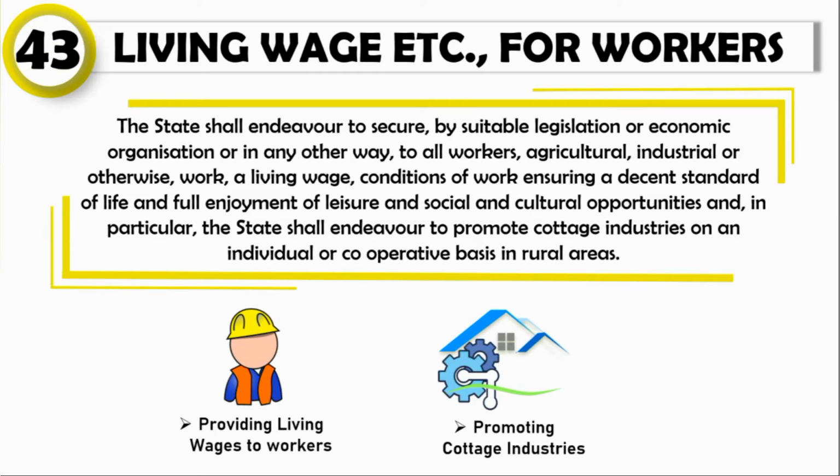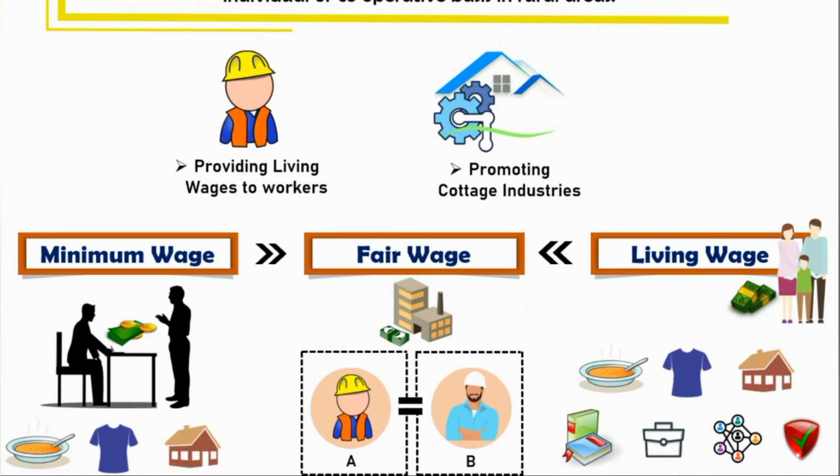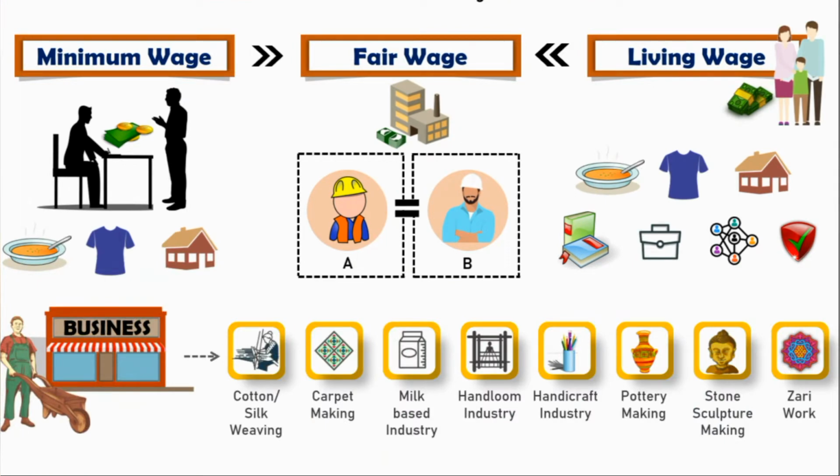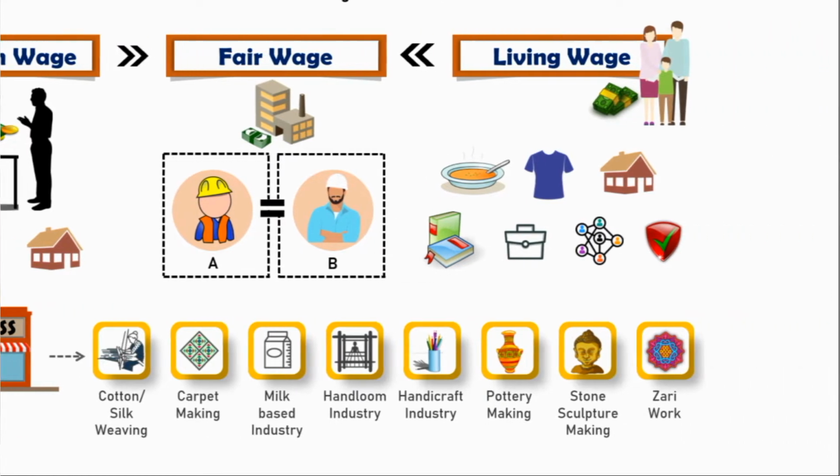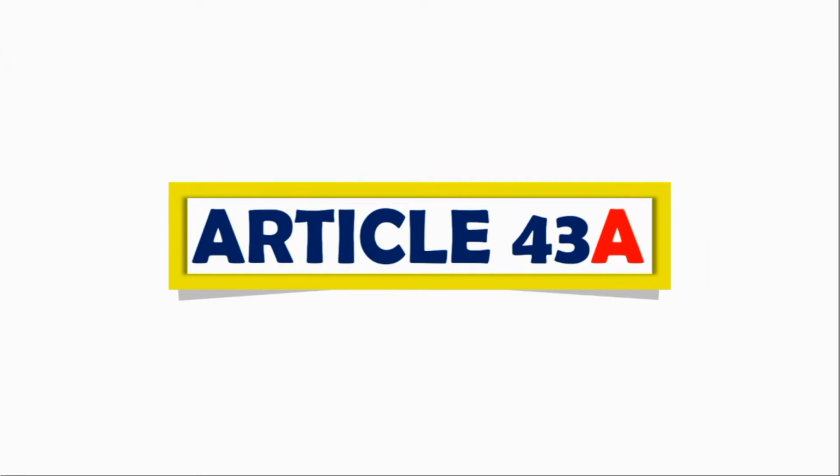In the last video, we discussed Article 43, that is living wage, etc. for workers. If you haven't seen that video yet, then the link is given in the description box. In today's video, we'll be discussing Article 43A. As you can see, it is written 43A.